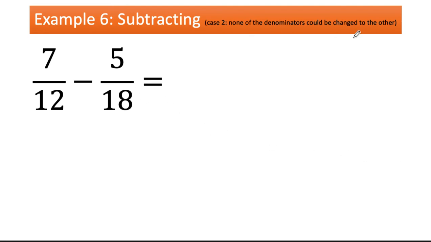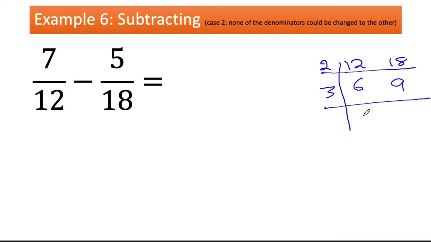Now the next case is subtracting again. If I have 12 and 18, both of them are not prime numbers and they have common factors, more than one actually. So I will use the other way again. I will write 12 here and 18 here. Now we can divide both of them by 2. So 12 divided by 2 is 6, 18 divided by 2 is 9. Now the two new numbers, I can divide both of them by 3. So it will be 2 and 3.